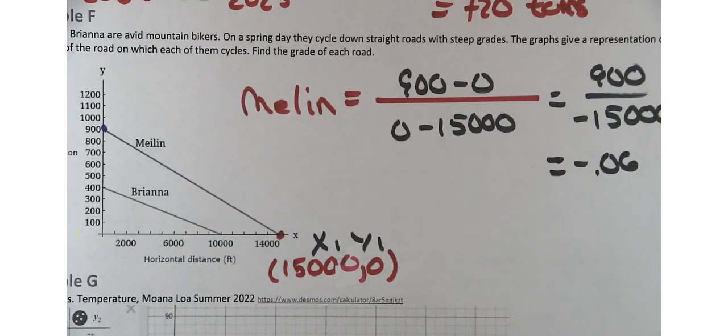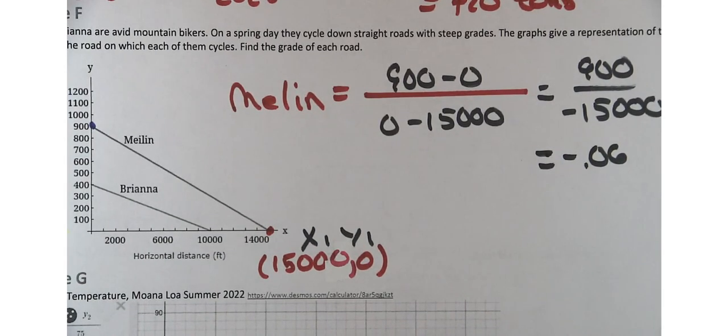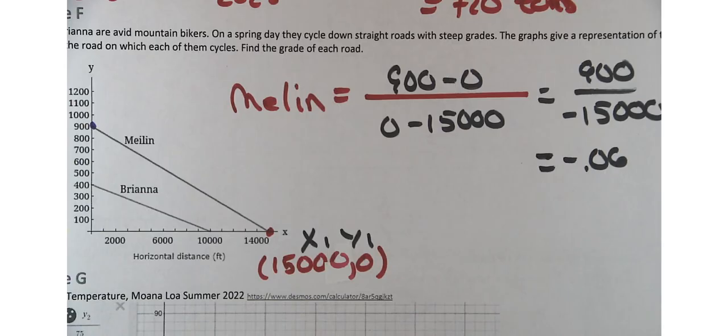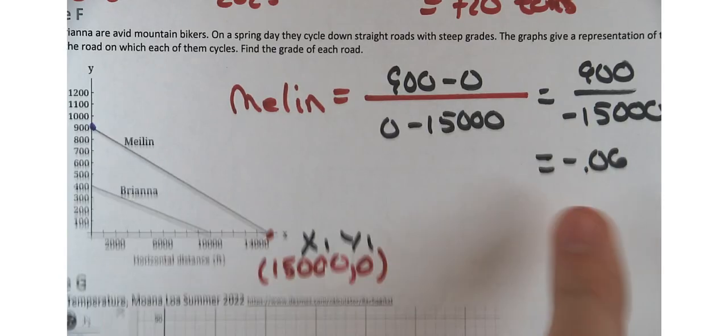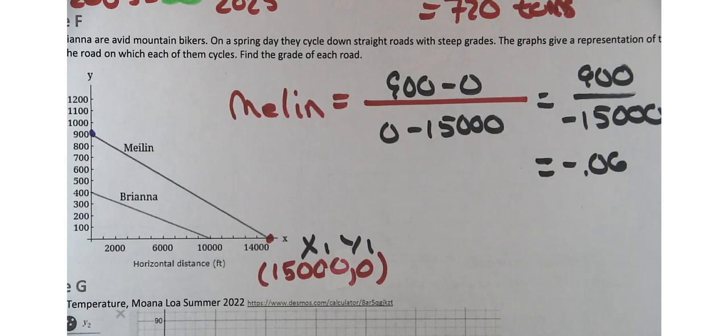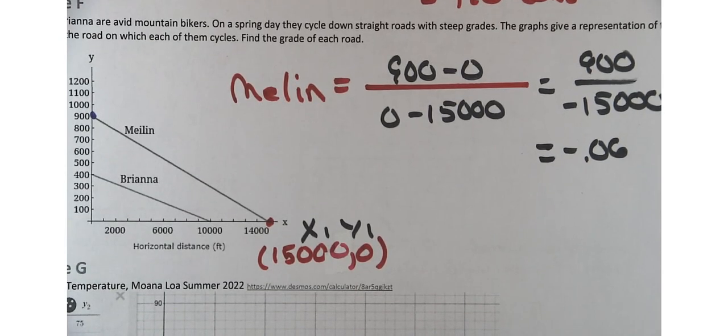So a 6% grade is pretty steep. You'd be pretty unhappy if you had to climb up a hill with a 6% grade. In fact, in Colorado and other places where you got a lot of mountains, you'll see signs warning you that a steep hill ahead has like a 6% grade or 7% grade. Even a 4 or 5% grade can be a big deal if you're pulling a truck or something like that.